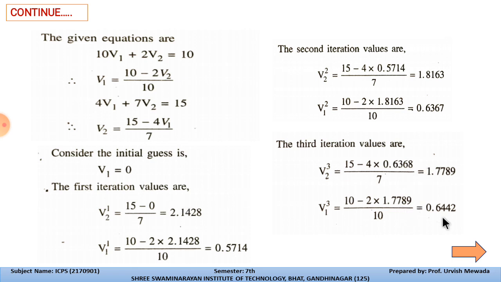That we already discussed. That is V2 is 0.1863 divided by 10. So 0.6442. So from that, this is the value that we determine. So this is the value that we get from the third iteration.